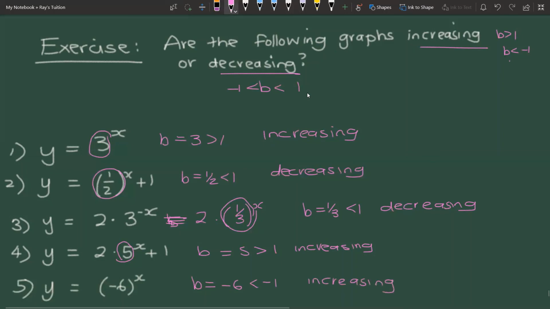Please watch this video again to make sure that you have understood the parameters of the exponential graph and their functions. If you have, please watch our next video.